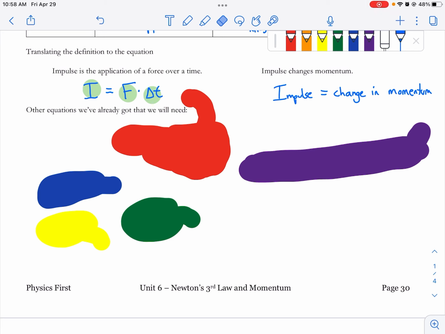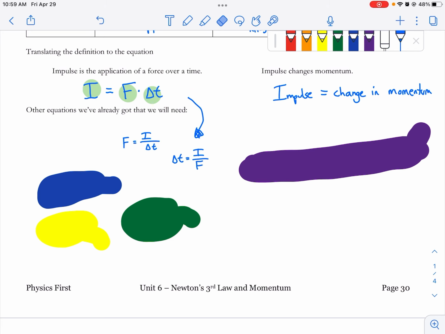Now sometimes you're going to need to solve for the force or the time, so those equations look like this. Force equals impulse divided by time, and time equals impulse divided by force. We've gone through those before, and so that's what they look like.